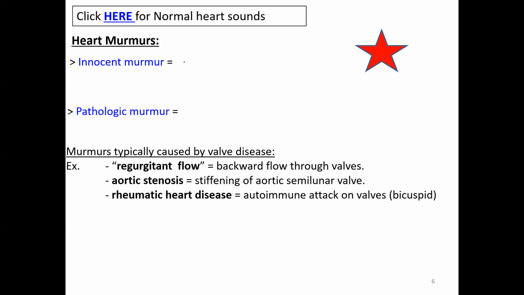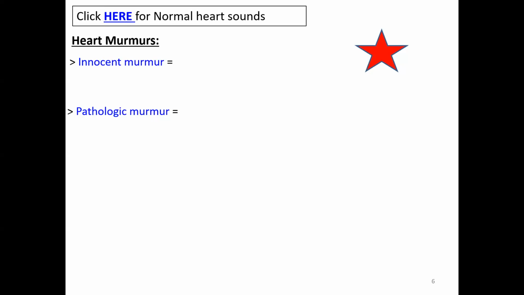So a murmur is when you get a little whoosh sound between the lub and the dub, the whoosh dub, the whoosh dub, okay? And sometimes you can hear it, especially when people breathe deeply in, you can hear a sound like that. An innocent murmur is a quiet whoosh between the lub and the dub.